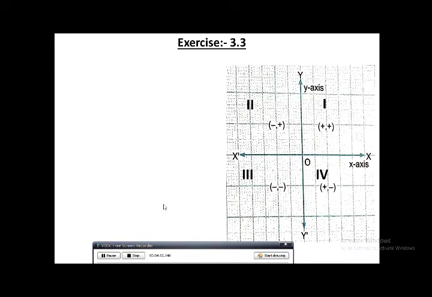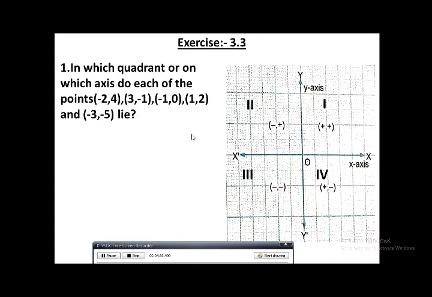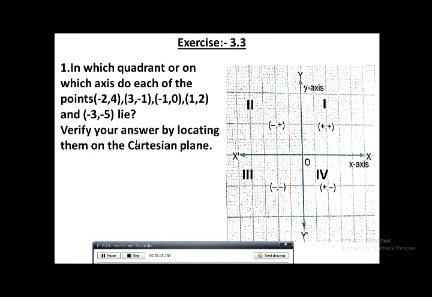Now exercise 3.3. Question number one: in which quadrant or on which axis do each of the points (-2, 4), (3, -1), lie? We have to find the quadrant or axis. Students, I have already explained it. Now see, verify your answer by locating them on the Cartesian plane. We have to make the graph of these points and locate them.